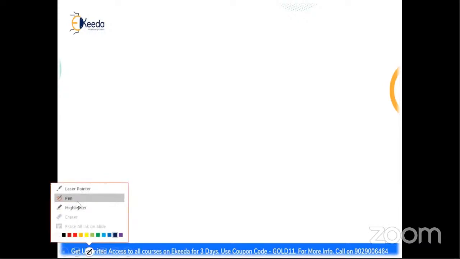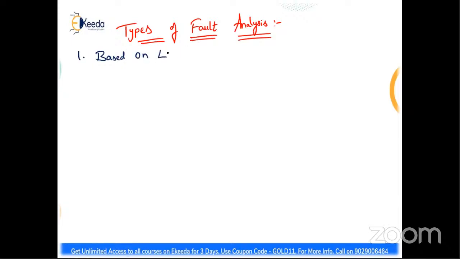Next topic is types of fault analysis. There are two types of fault analysis: one based on line to ground fault, and the second one based on symmetry, that is, symmetrical and unsymmetrical faults.